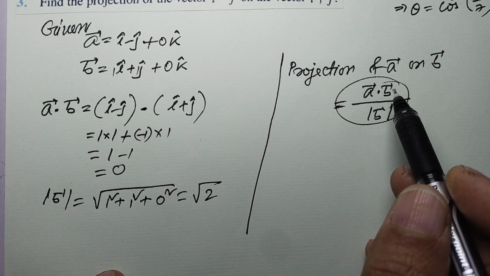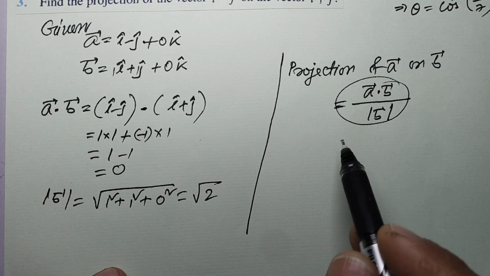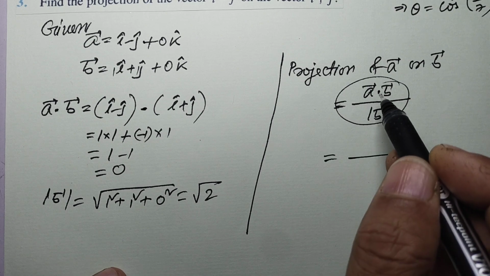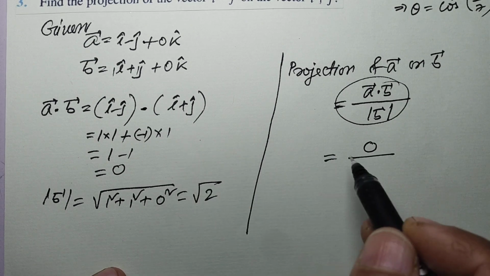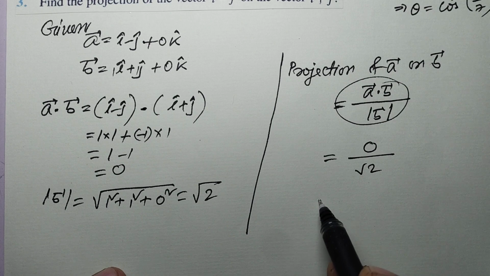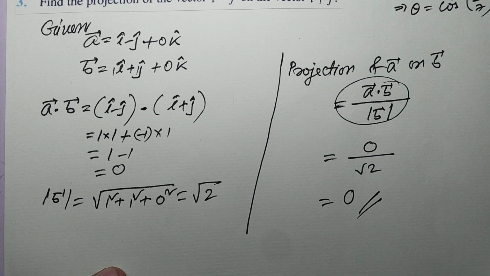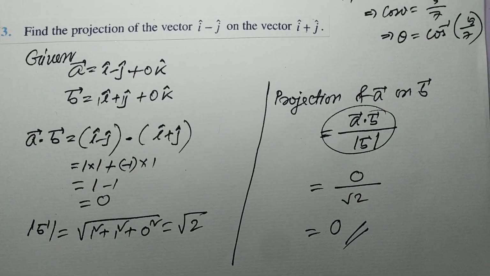And this is the formula for projection of A on B. Projection of A on B is the length of the shadow of A on B, which we have discussed in the first video. And we are getting now A dot B is 0 by magnitude of B is square root of 2. 0 divided by anything is 0. So we got the projection of vector A on B.